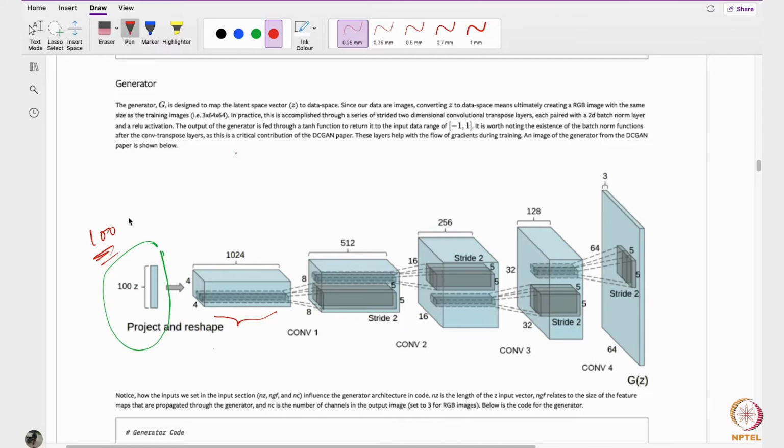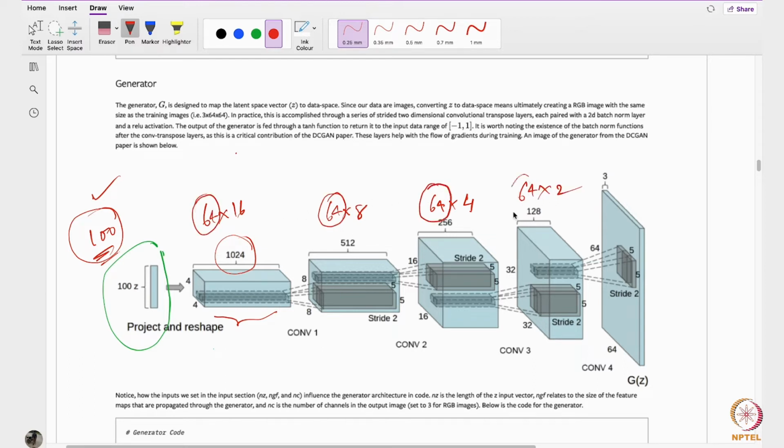Let me continue. Here the random noise input vector is of size 100. If you observe these feature map values, we can write this one as 64 into 16. For this one we can write 64 into 8. This one we can write 64 into 4. And again this one can be written as 64 cross 2. That means this value has been fixed. This is what I am talking about as the NGF value.